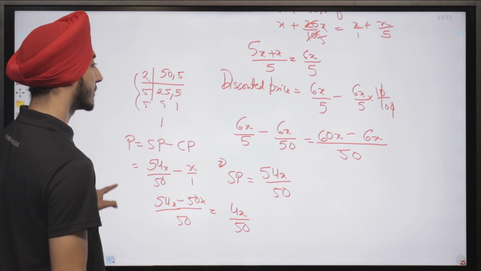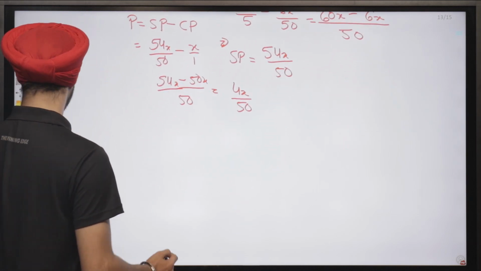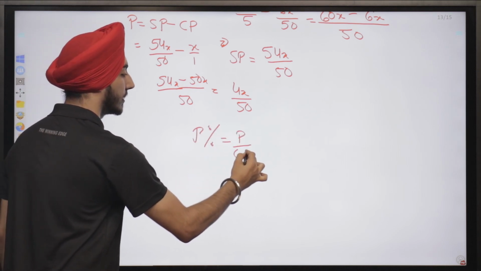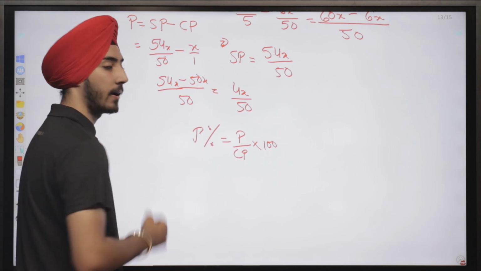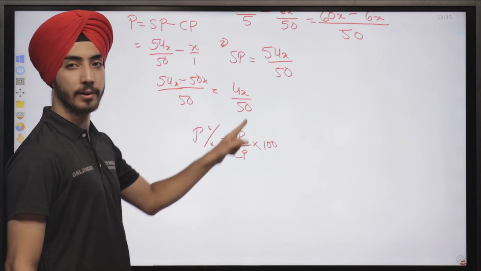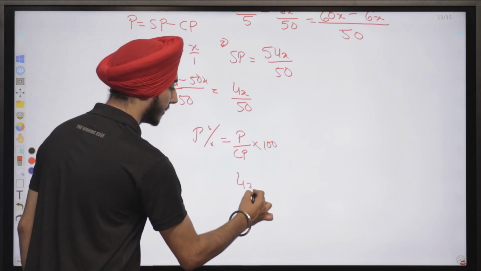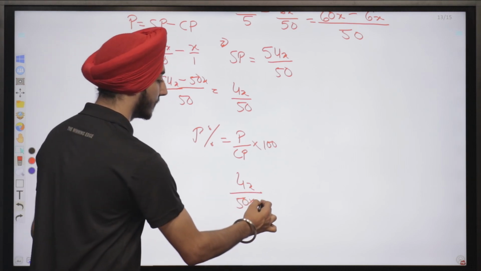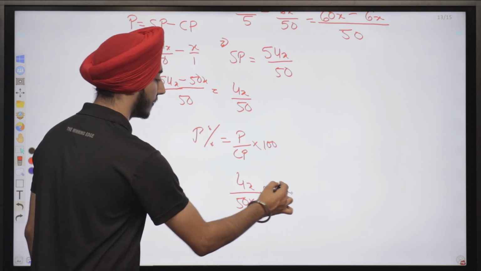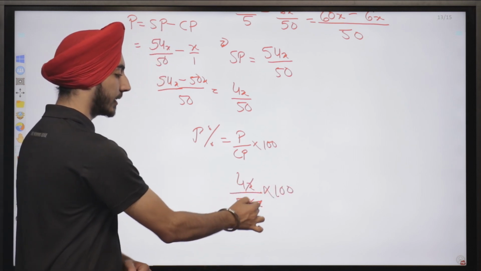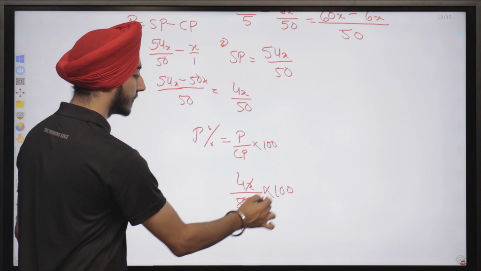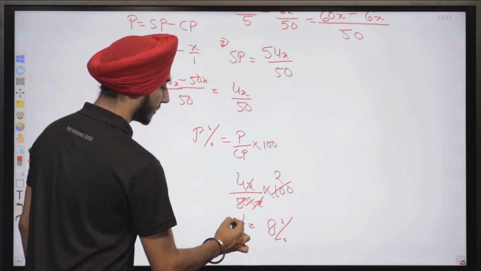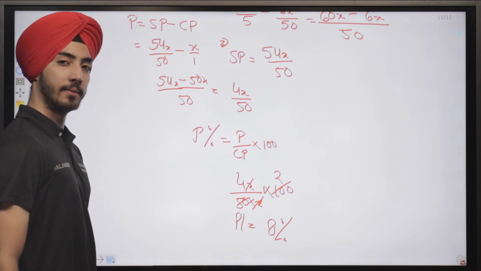To find out the profit percent, we'll use the formula of profit percent. What is profit percent? Profit upon CP into 100, right? What is the value of profit? 4x by 50. So we put this here. What is the cost price? Cost price was x into 100. So x and x get cancelled. 50 ones are 50, 2s are 2, 4s are 8. So 8% is your final profit.